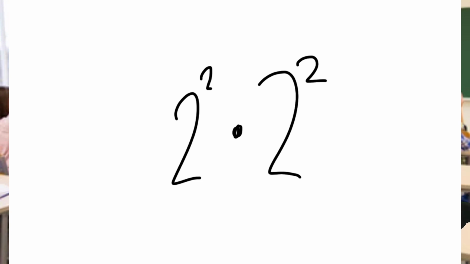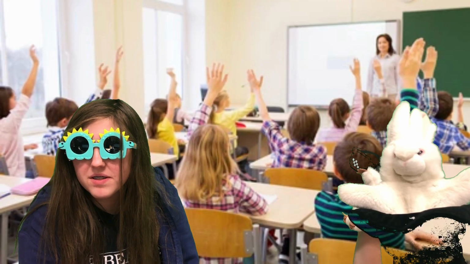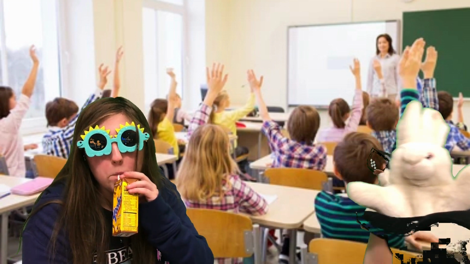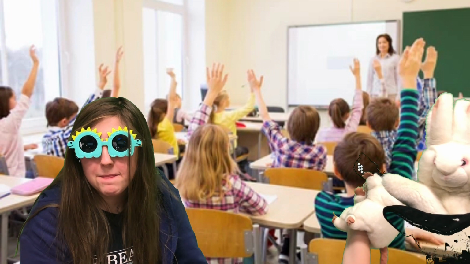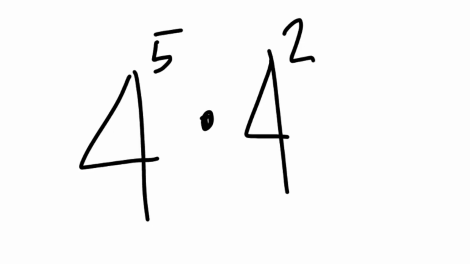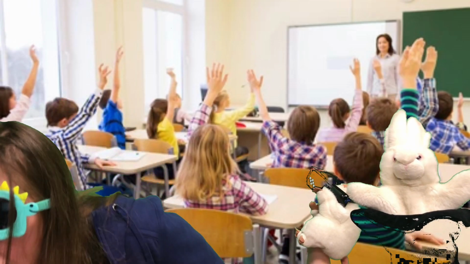You add the exponents together. That means the problem now reads 2 to the 4th power. Can anyone tell us what this equals? Does it equal 16? Yes! Good job, Harvard. Gecko, can you tell me what the problem 4 to the 5th power multiplied by 4 to the 2nd power equals? Well, based on your previous statement, it equals 16 to the 7th power.